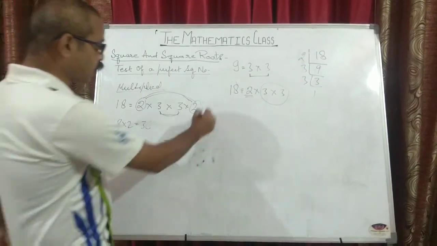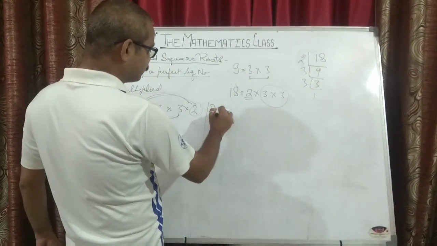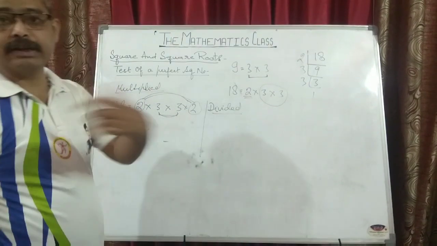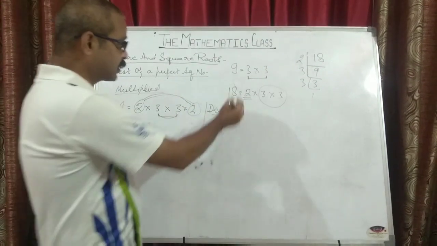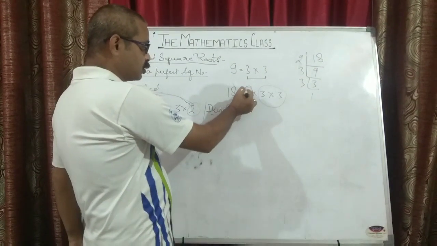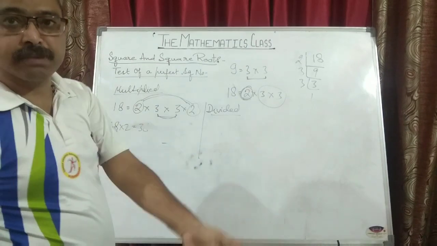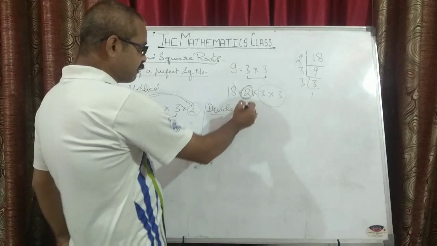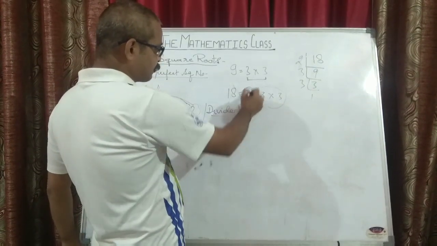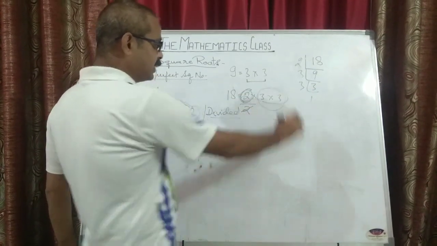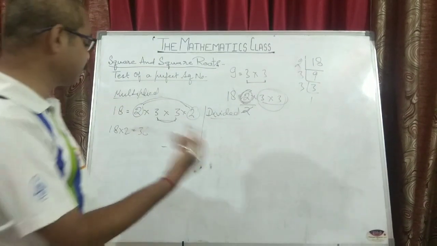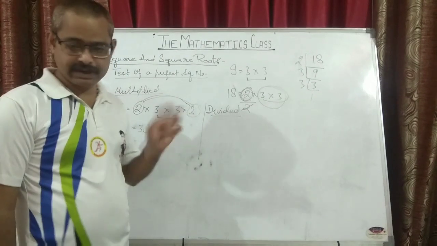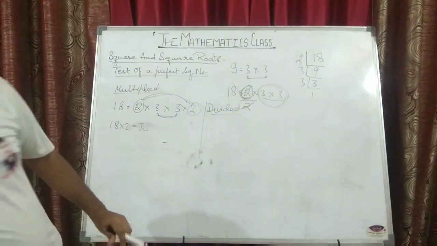Now, by what number should 18 be divided to make it a perfect square? You can see that this 2 is alone. So in order to remove it, you are going to divide by 2. Very simple. If you divide it by 2, what will be left? 2 and 2 will cancel and you will get 9 only. So 18 must be divided by 2 to make it a perfect square. Now I'll take a few more questions based on this only.